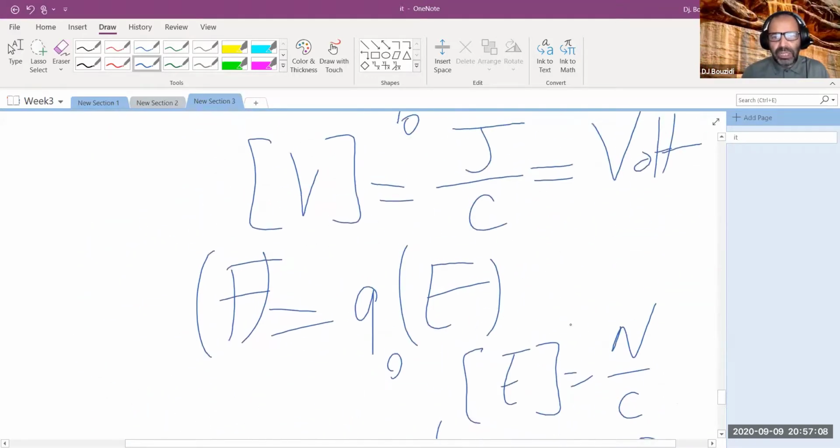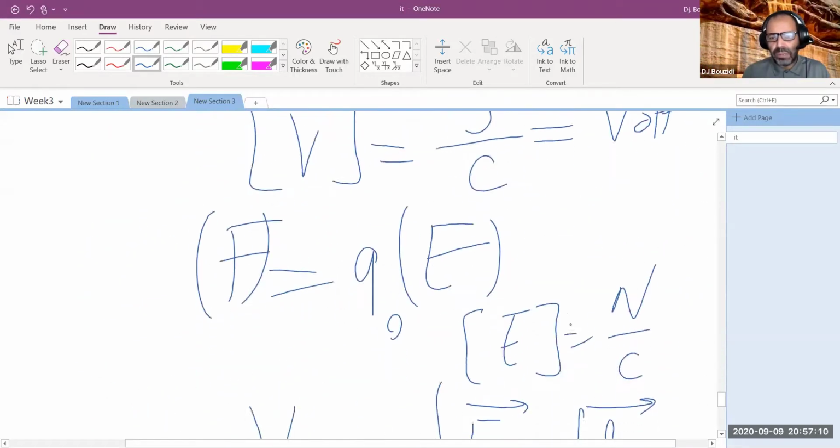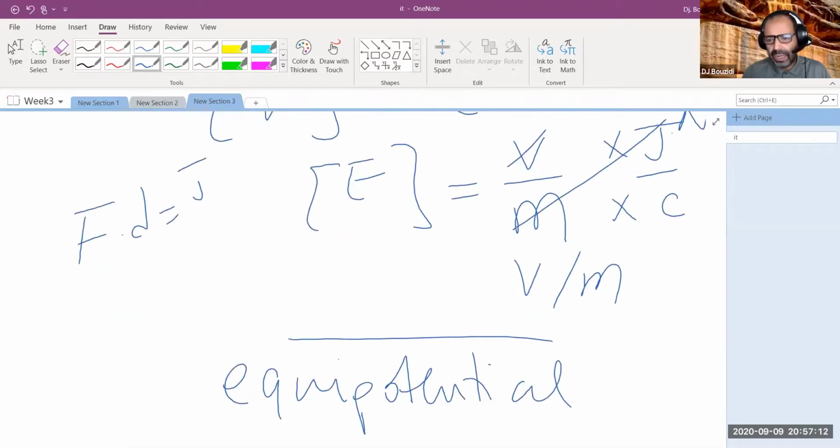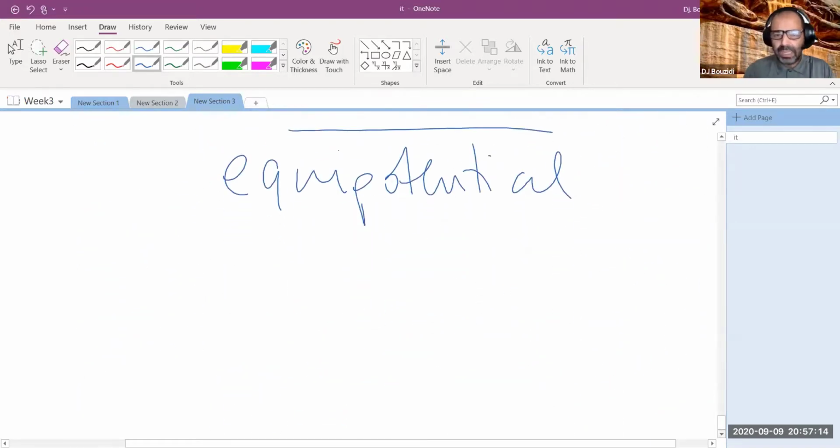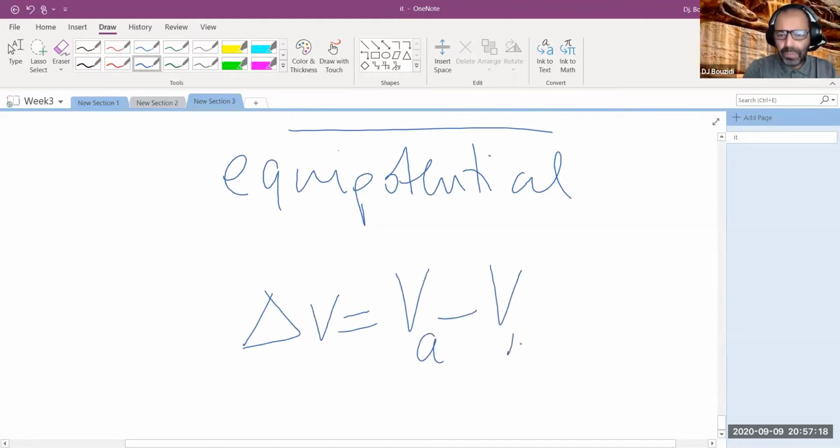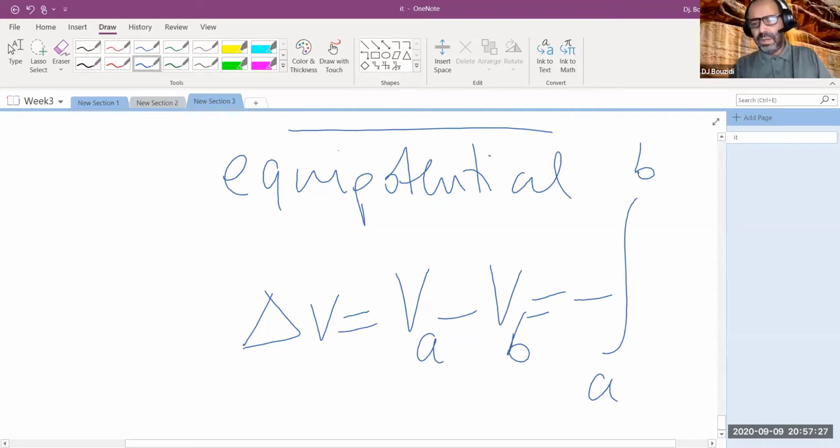So what equipotential means is dV is equal to 0. Remember this expression that I was looking at? I'm going to go to 2 points in space, delta V, the difference between 2 points, VA minus VB, and that is equal to minus the integral between A and B of E dL. So this is basically the work. Remember, I have a minus sign everywhere in here.